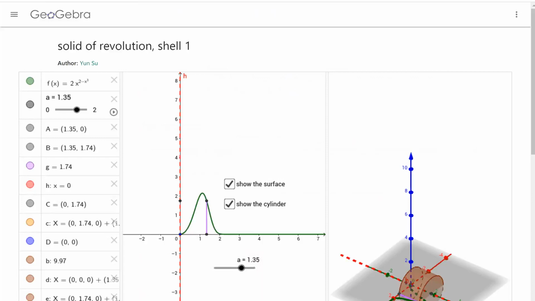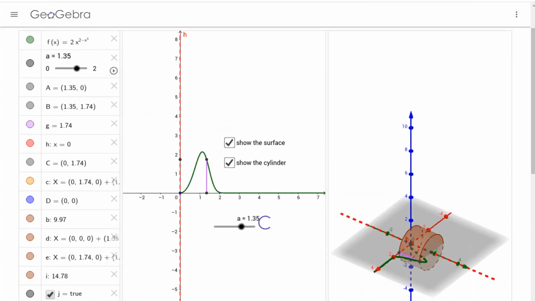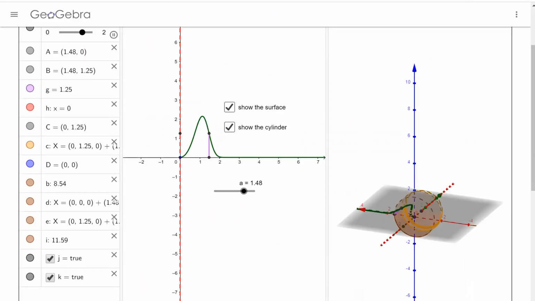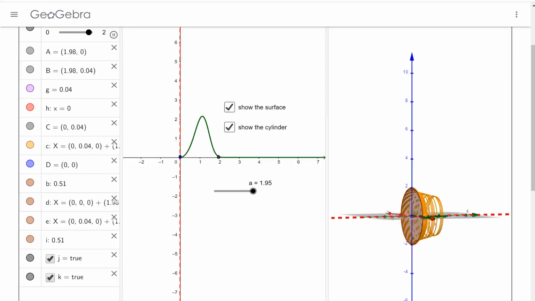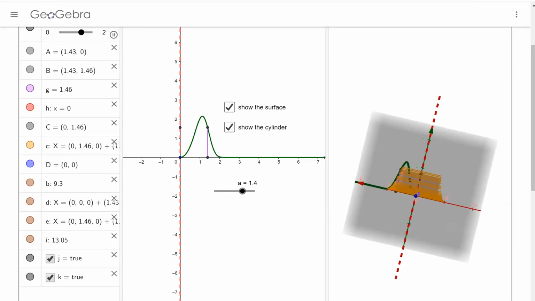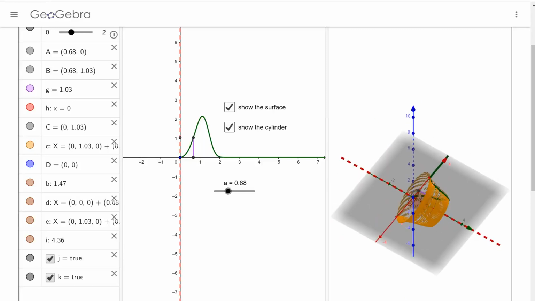Okay, so the first example. You'll see now here, this is our example. You can show the surface and we can show the cylinder. Let me see, how do I change it? Okay, you see? This is what happened. This is what the cylinder looked like. Can you imagine?